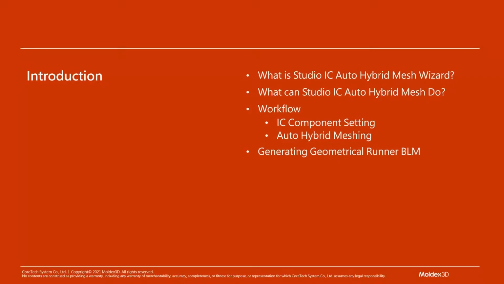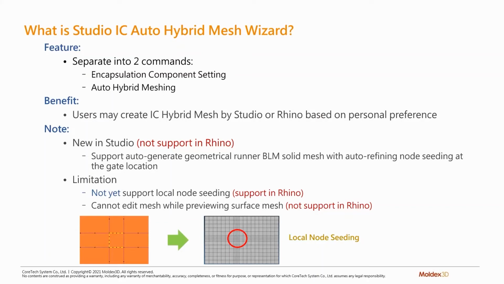First, the introduction. What is the Studio IC Auto Hybrid Mesh Wizard? For the feature, it can be separated into two commands. We can start with the encapsulation process, and then in the modeling, you can select the encapsulation component and work in it. This is the wizard to do auto hybrid mesh. Then you can generate the solid mesh. The auto hybrid mesh kernel started in R15, but we could only do it in Rhino. For now, we can do this function in Studio 2021.